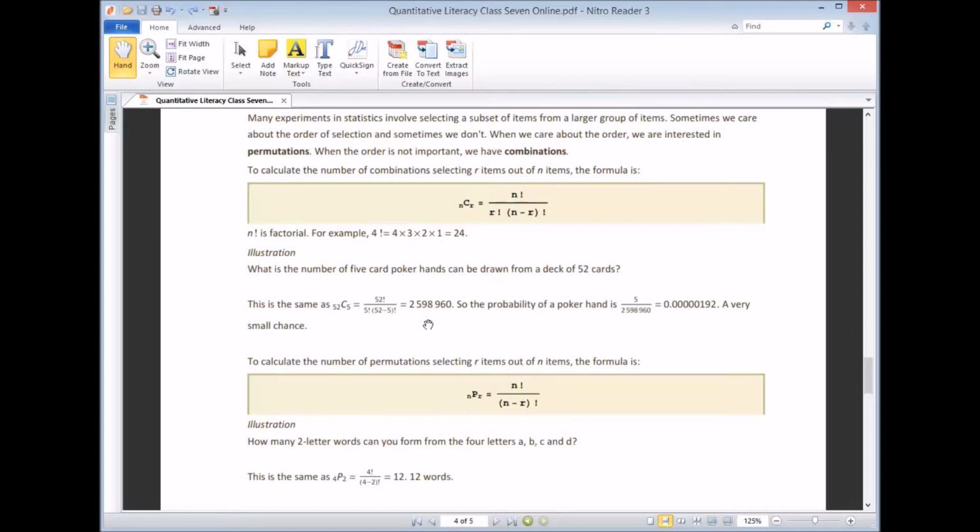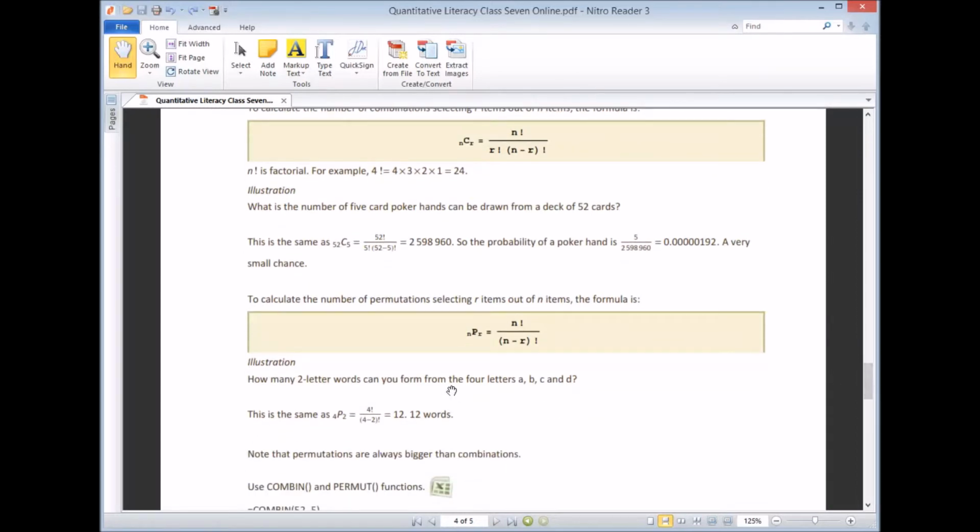So 2,598,960. That many ways to pull out 5 card poker hands out of 52 cards. Okay. And if you have 4 letters to choose from and then 2-letter words, then the N will be 4 and then R will be 2.